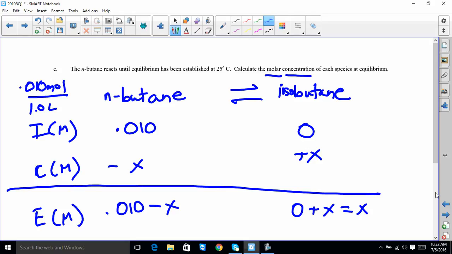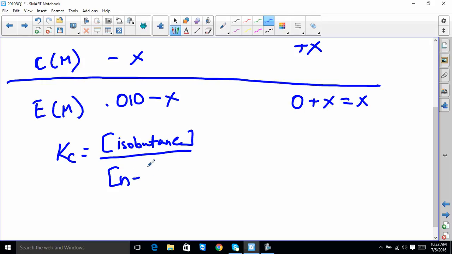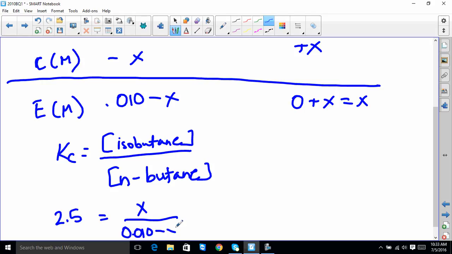And so what happens is, and this is actually very easy to solve. Hopefully by now we've done enough review that you know how to use your solver. But Kc, we did this in A, is the concentration of the isobutane over the concentration of the normal butane. Everything's to the first power, so this isn't too bad. They told you in the problem that Kc was 2.5, and up in this chart, isobutane is defined as X, and n-butane is defined as 0.010 minus X.